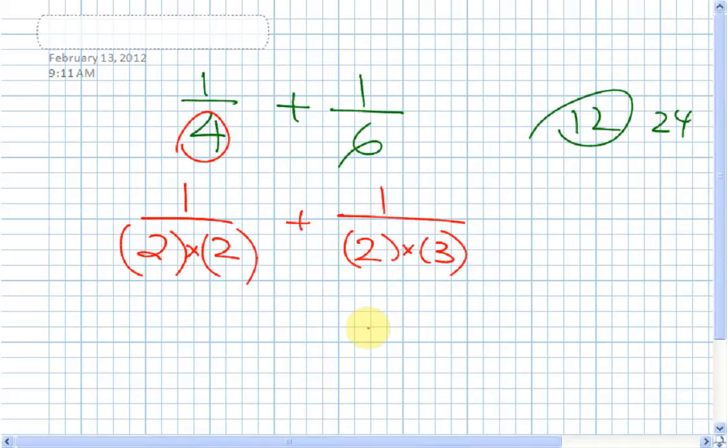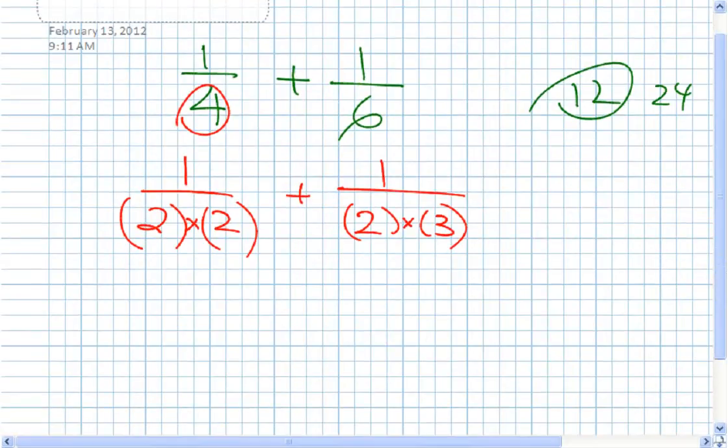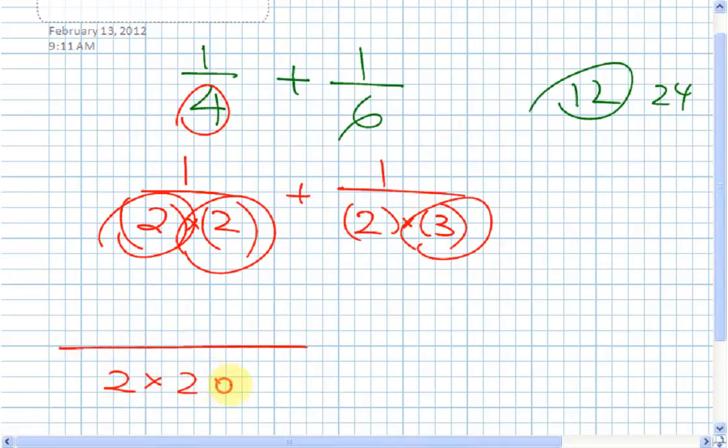I need those, right? And what else do I need? I need a 3. Why don't I need a 2 again? Because then it equals 24. Yeah, and you already had a 2, right? So if I'm looking for the lowest common denominator, I'm just looking for the least number of factors that I need. In this case, I'll need a 2 and a 3. So that's why you wrote it like this. And 2 times 3 is 12.